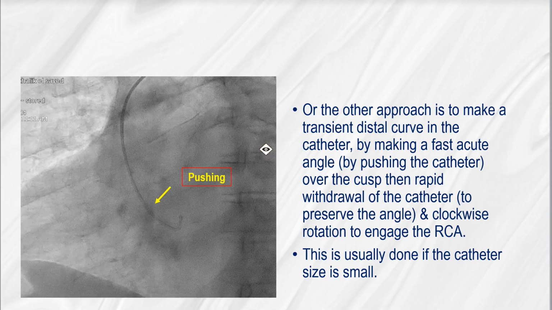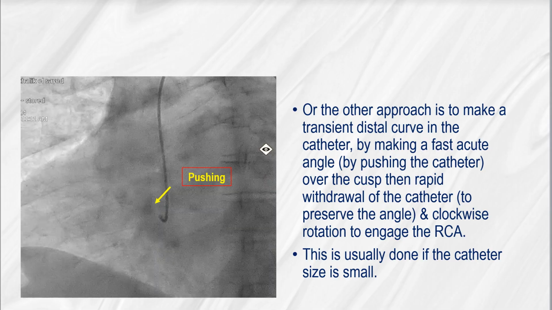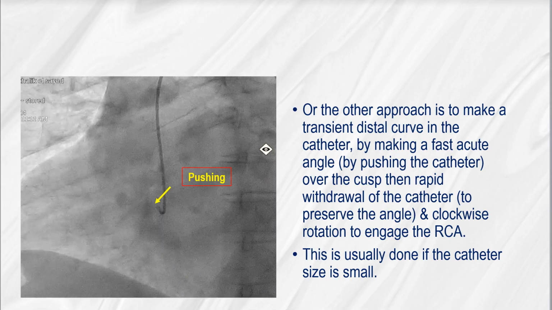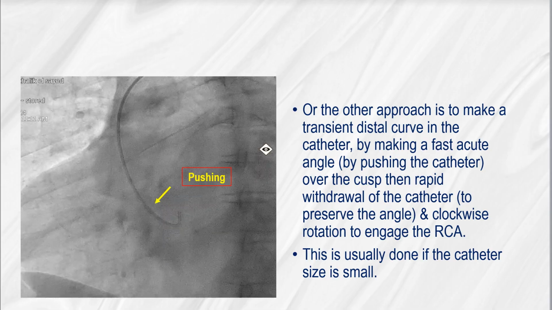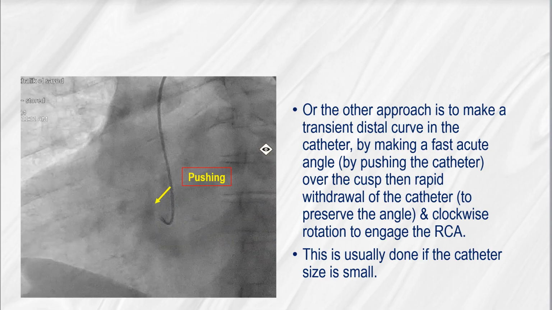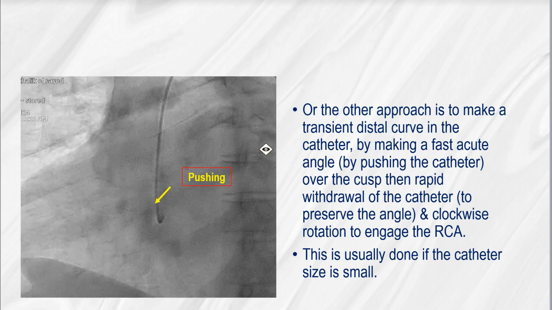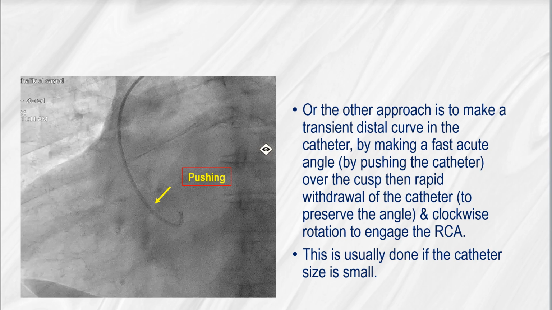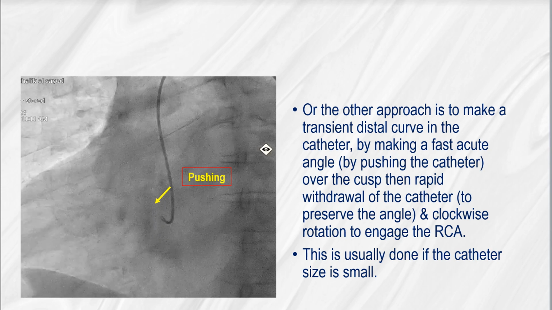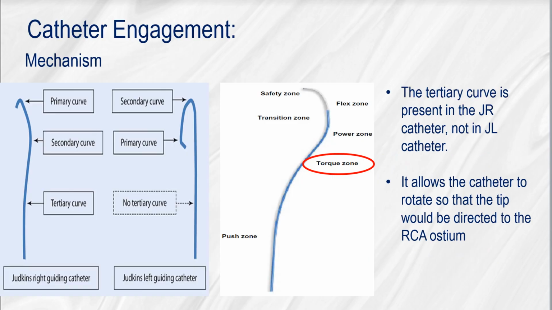Or the other approach is to make a transient distal curve in the catheter by making a fast acute angle by pushing the catheter over the cusp, then rapid withdrawal of the catheter to preserve the angle, and clockwise rotation to engage the RCA. This is usually done if the catheter size is small, as in this case.